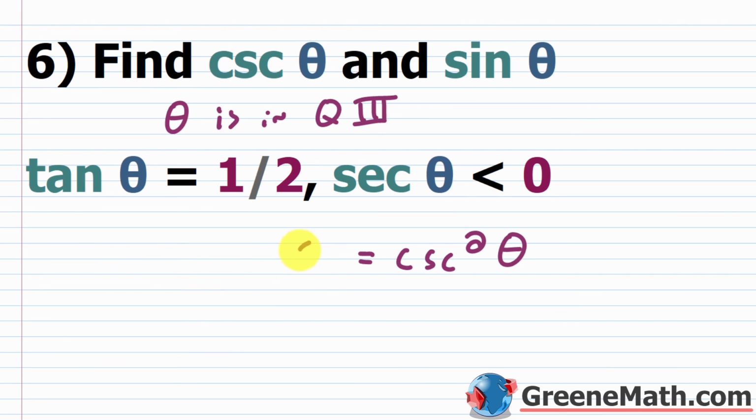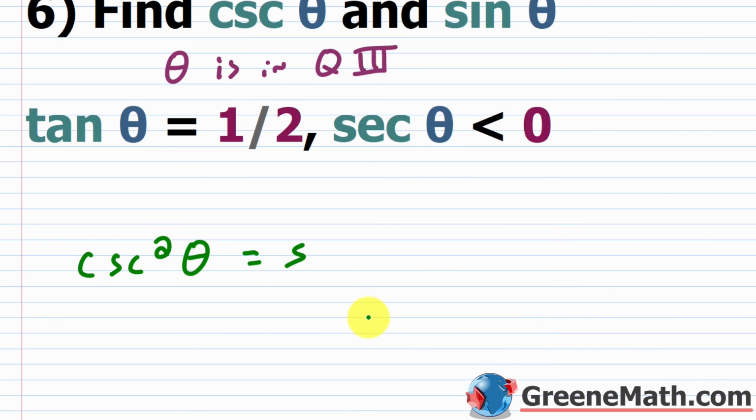So basically what you have, and I'm just going to flip this around, you have the cosecant squared theta is equal to 5. So let me get rid of this. What you would do from here is use your square root property and say that the cosecant of theta is equal to plus or minus the square root of 5. Now we know that we're in quadrant 3, and in quadrant 3, the cosecant is going to be negative. So I want the negative square root of 5.